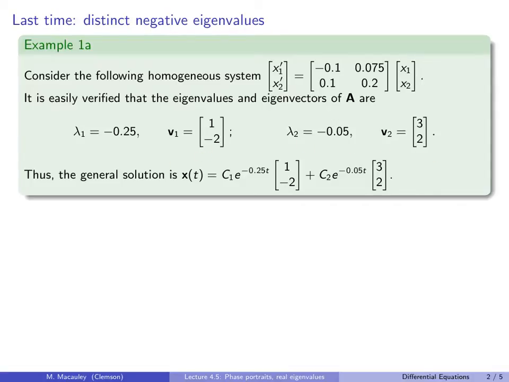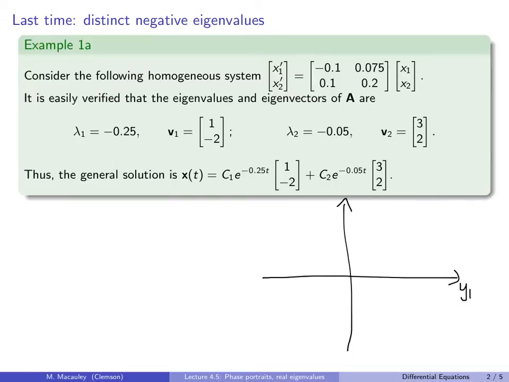So once we have that, we have the general solution right away. It's C1 e to the lambda 1 t times the first eigenvector plus C2 e to the lambda 2 t times the second eigenvector. And also what we did is we plotted these solutions, what was called the phase portrait. And that's what the topic of this lecture will be on.